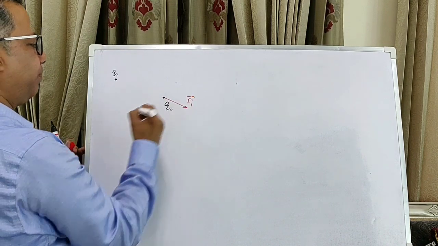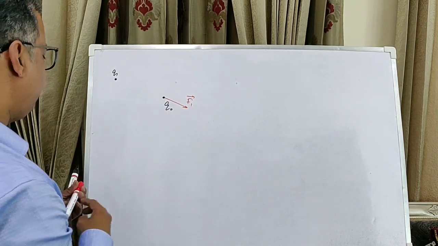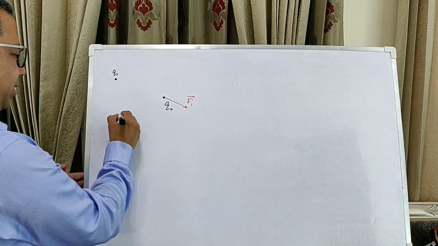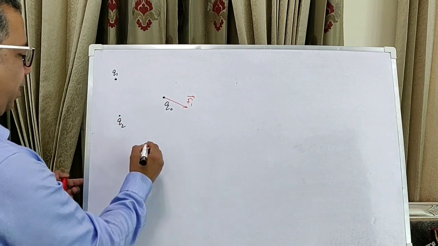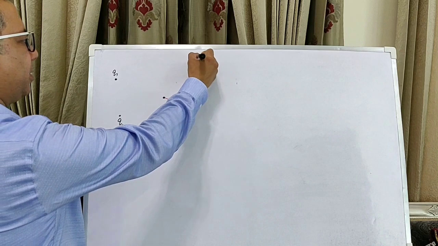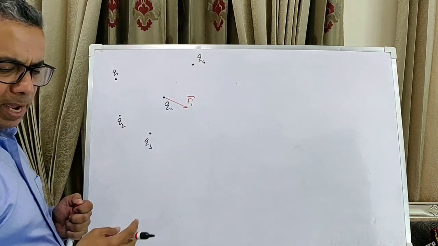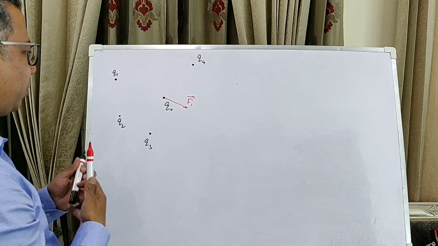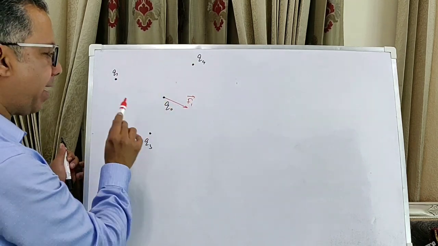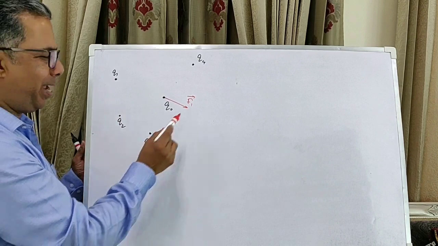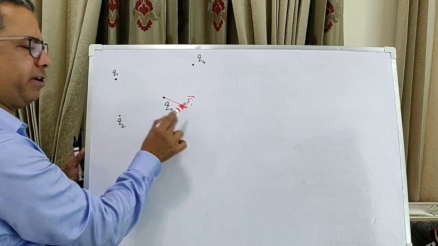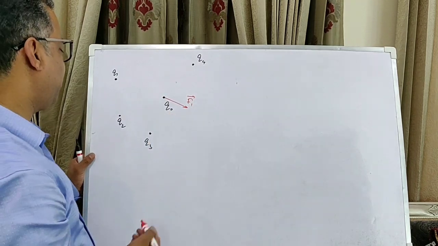Let's say this is F1, exerted on Q0 by Q1. Now, if there are other charges here, let's say Q2 and Q3 and so on, these charges might exert their own forces on Q0, but their presence or absence has no bearing, no impact on the force F1 exerted on Q0 by Q1. And that's your superposition principle.